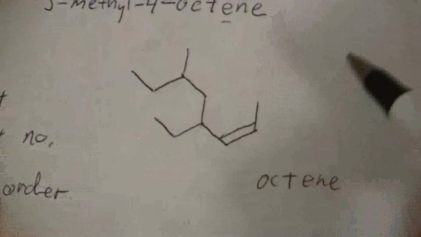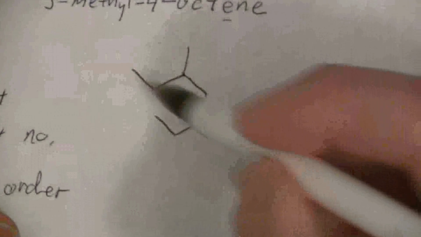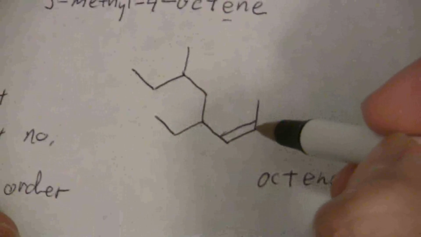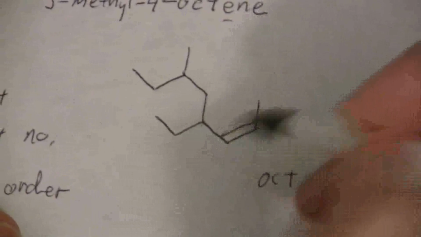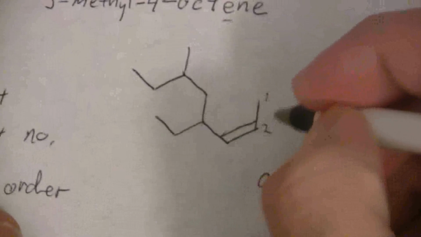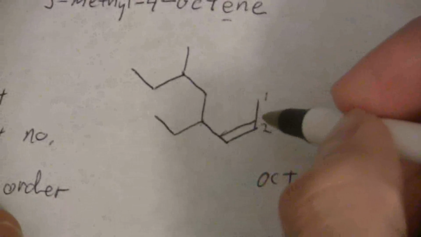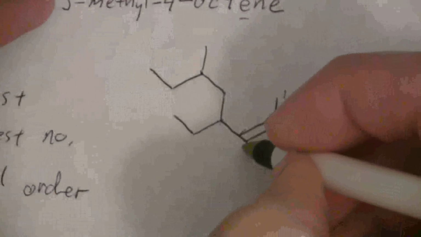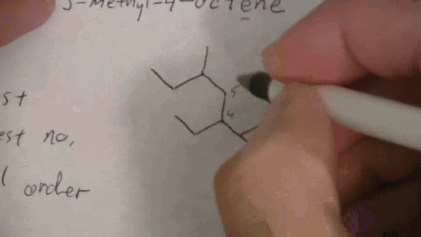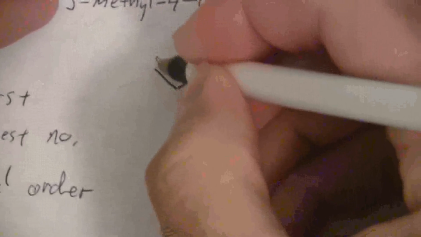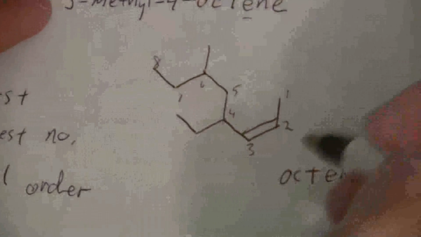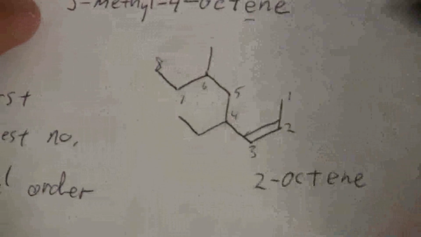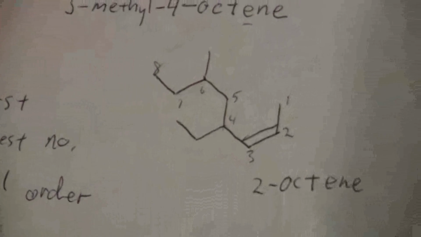All right, and then where do I start the numbering? Do I start from this side, 1, 2, 3, or do I start from this side, 1, 2? I'm going to start here, 1, 2, because that gives me the lower number for my first side group or functional group. 3, 4, 5, 6, 7, 8. So I have a 2-octene. That's my base name.